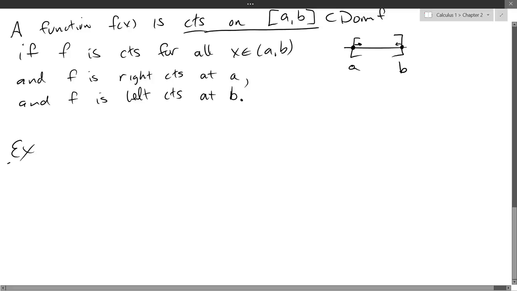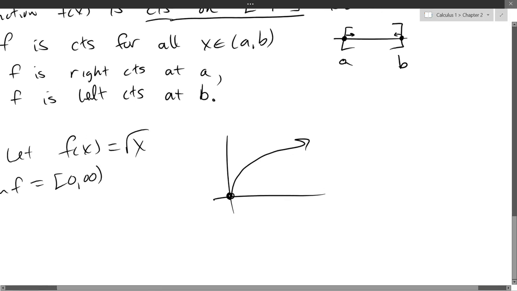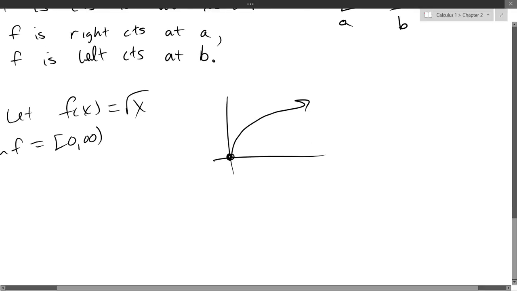So a really quick example. Domain 0 to infinity. Just looking at the graph right here, there are no holes or jumps on the graph. It's nice and smooth, basically. Smooth is not the best word, because that means derivatives are nice. But you can draw it without picking up your pen. That's another way to think about it.